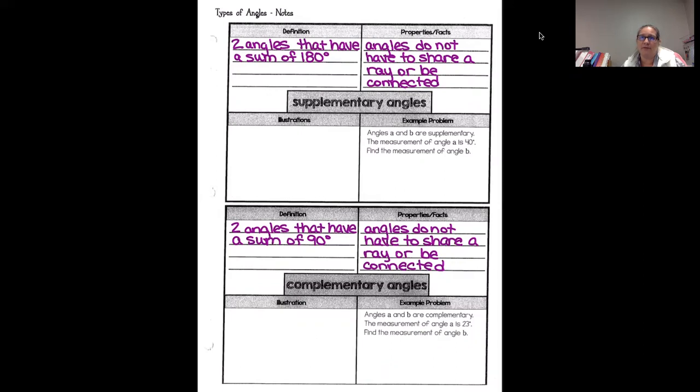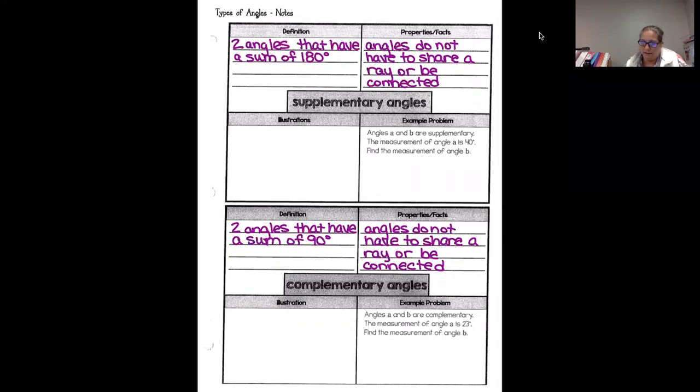The first type of angles we are going to look at are supplementary angles. And they are 2 angles that have a sum of 180 degrees. And what's kind of crazy about supplementary angles that you're going to see again in complementary angles is that they do not have to share a common ray or be connected.